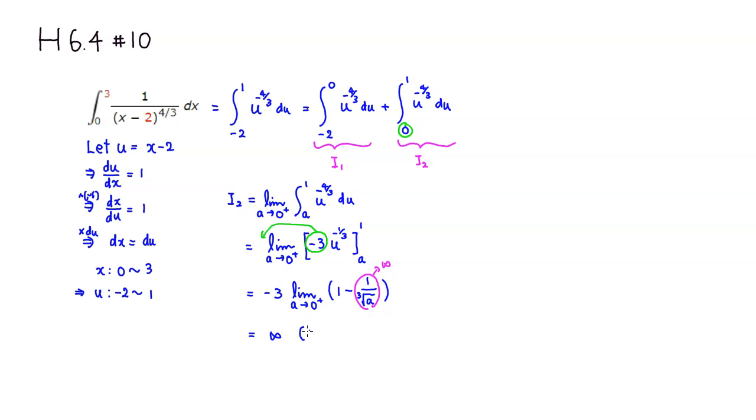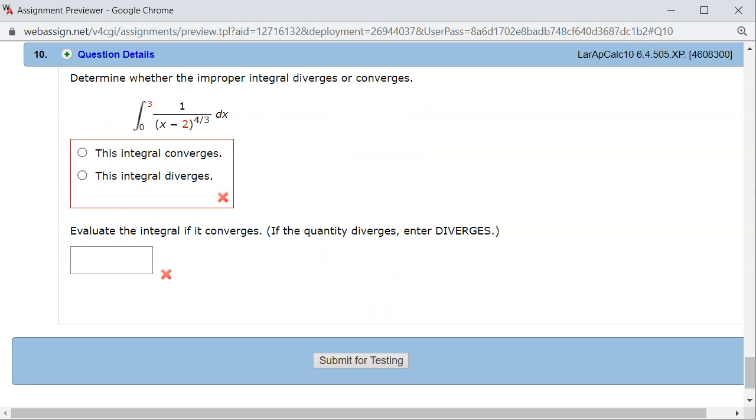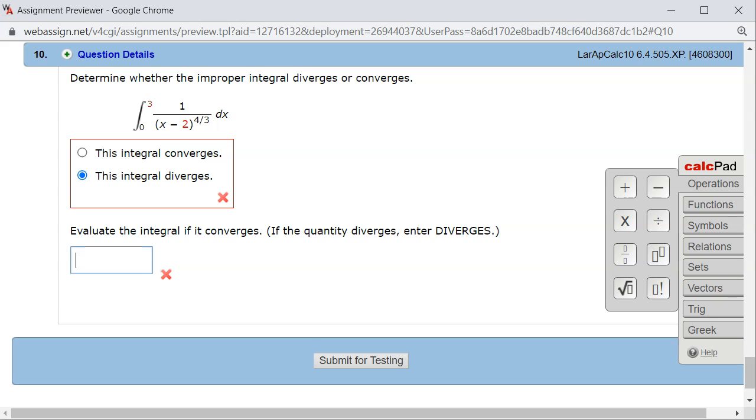But we know that this is divergent. This is a combination of two improper integrals, and we looked at I2, the second one, and it is already divergent, which means the whole integral is going to be divergent. If one of them diverges, the whole thing is going to diverge. So I'm going to answer this question: the integral diverges.